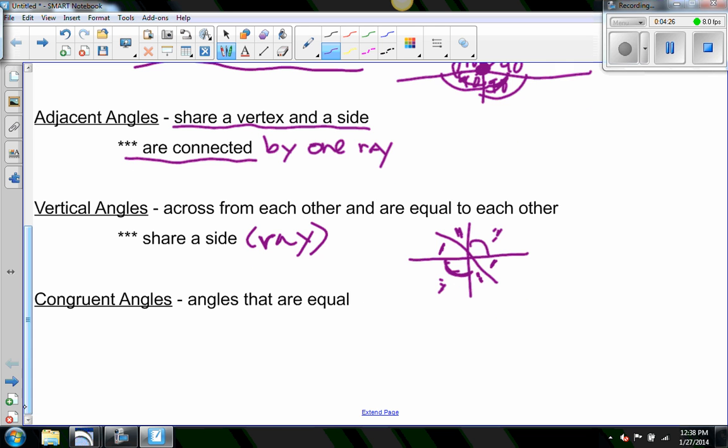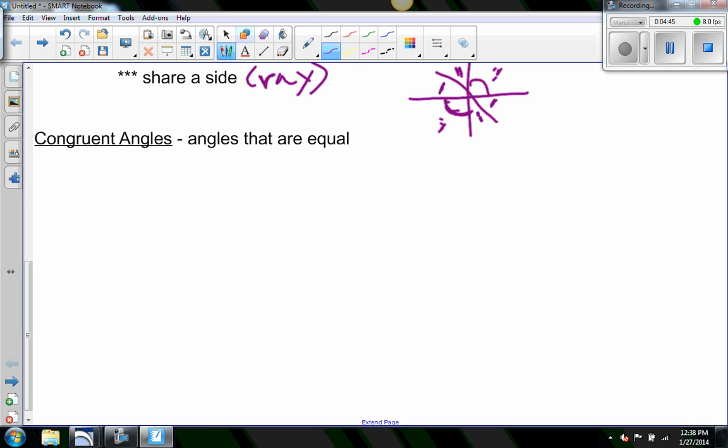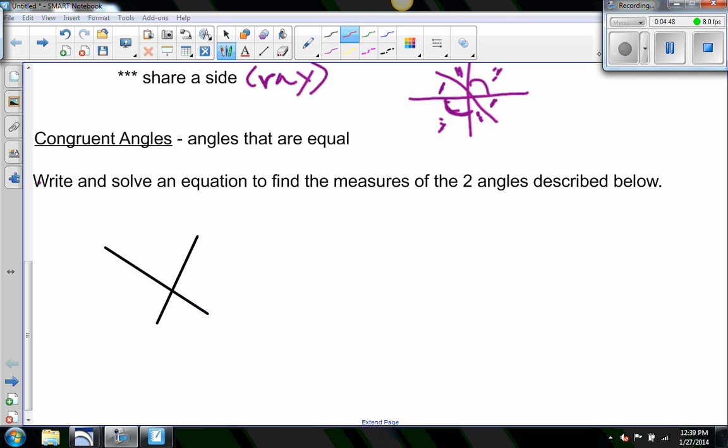Vertical means across from, so they're never side by side to be vertical. Vertical also does not mean up and down. It means across from. And then another term that we should know is congruent angles, and that's just equal angles. That's all that means. Congruent means they are exactly equal to each other.